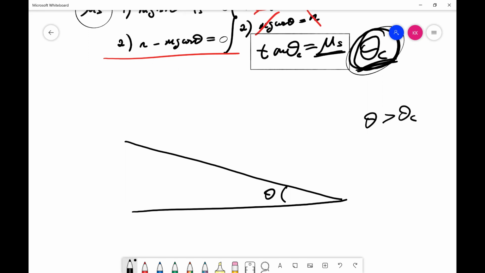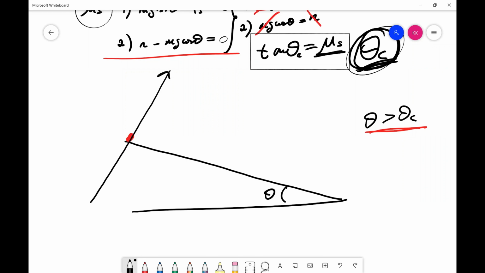Now, what does it mean about our object? Well, it means that right now the static friction is no longer able to keep the object at rest. So it's not sliding down, because that's the thing about critical angle. Any theta above the critical angle, then the object starts sliding down, and basically that means the x gravity component is stronger than static friction.